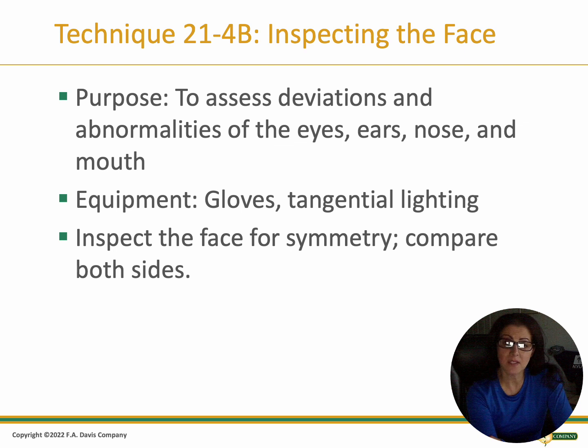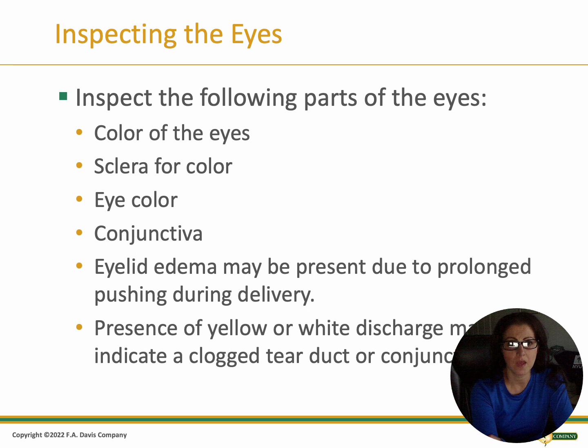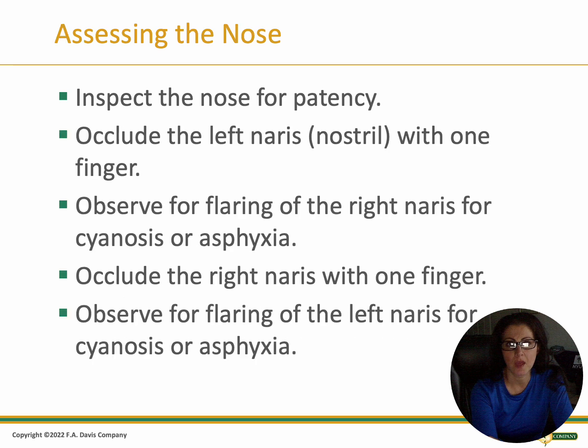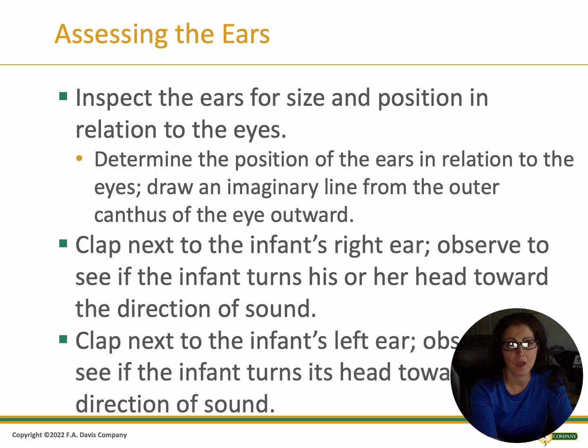We want to assess the face and look for symmetry. Compare side to side. We want to look at the eyes, look at the color of their eyes, the conjunctiva, any edema. Usually edema could be related to prolonged pushing. We want to assess their nose for patency. Look for any flaring of the nostrils that can indicate respiratory distress. We want to assess the ears for size and position. Usually if they are lower than the outer canthus, that could indicate a genetic or a chromosomal anomaly.